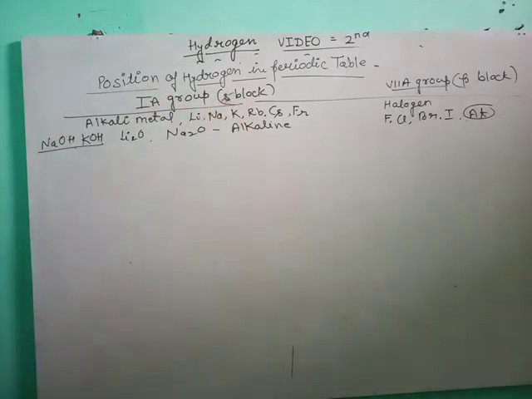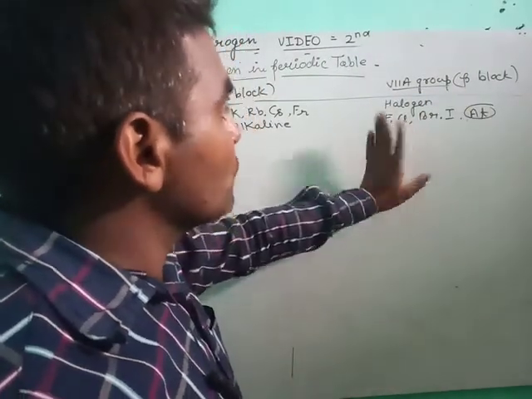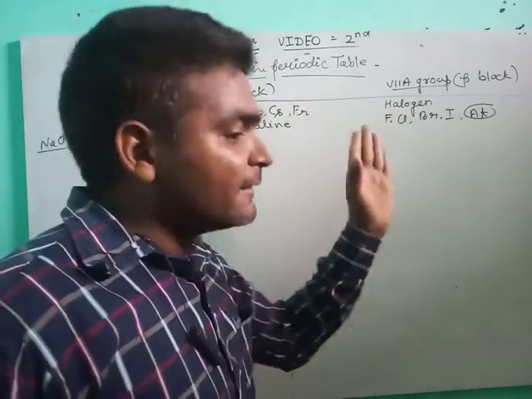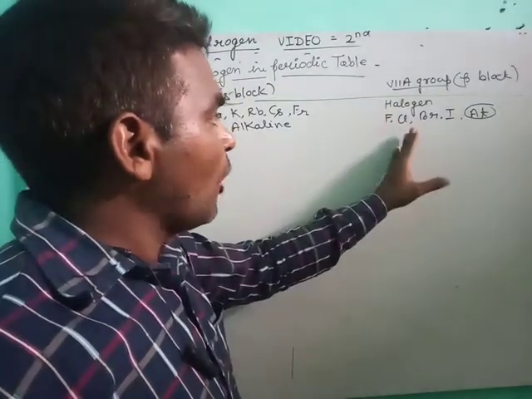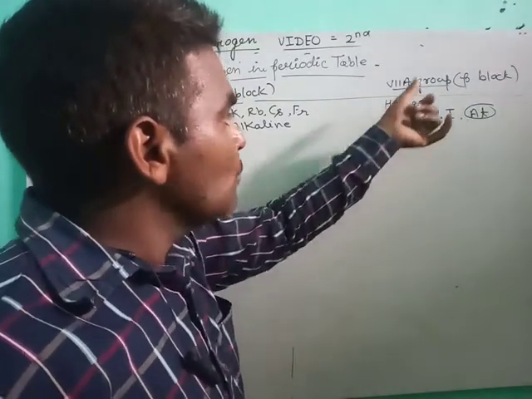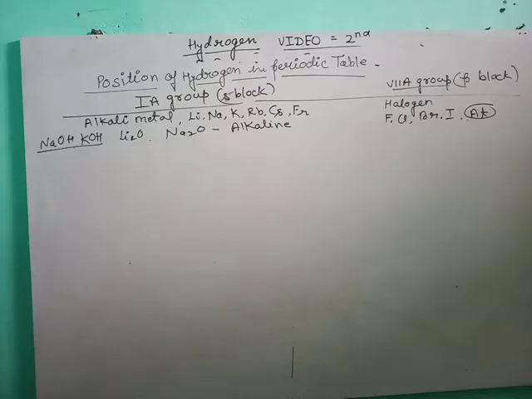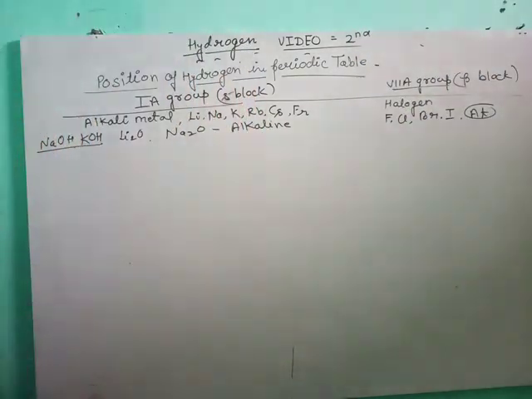And for the halogens, the source of fluorine, chlorine, bromine and iodine is sea salt. These are obtained from sea salt, meaning obtained from a sea source. And halogen is a Greek word meaning sea salt: halo, sea, and gen, salt. So these are called halogens and these are called alkali metals.